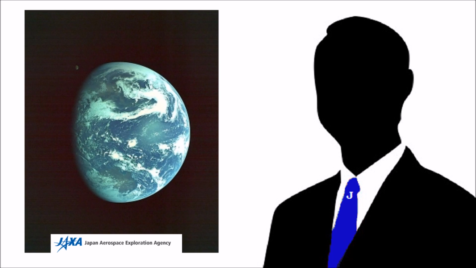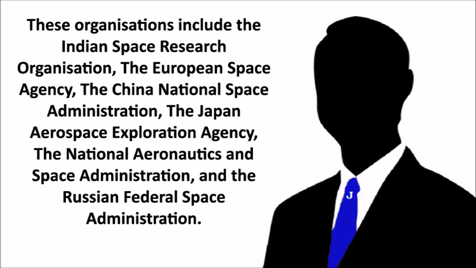Firstly, it's important to note that NASA is far from the only organization to work in space. It's reported that, as of 2015, there are approximately 70 countries with space programs. Of those, around 6 have the ability to launch and retrieve satellites, as well as extraterrestrial probes. Probes capable of deep space exploration and photography of the Earth from orbit, for example. These organizations include the Indian Space Research Organization, the European Space Agency, the China National Space Administration, the Japan Aerospace Exploration Agency, the National Aeronautics and Space Administration, and the Russian Federal Space Administration.